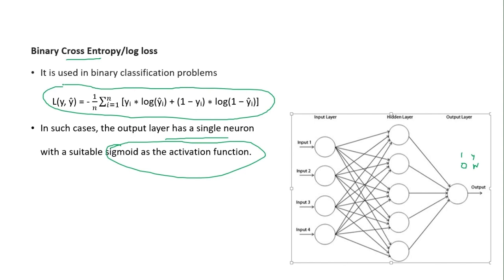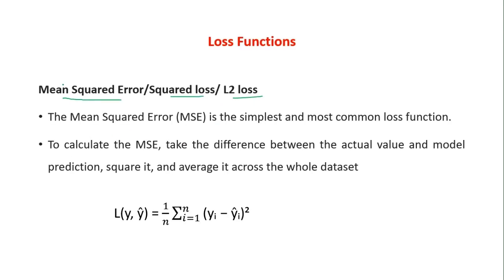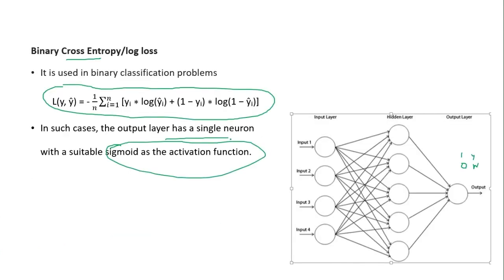The first type of loss function we use in neural networks is the usual mean square error. Mean square error can be used in regression tasks only, which we have already studied. Then the second type of loss function is binary cross entropy. We can use binary cross entropy for binary classification problems, where we will have only a single neuron at the output layer, and the activation function will be the sigmoid activation function.